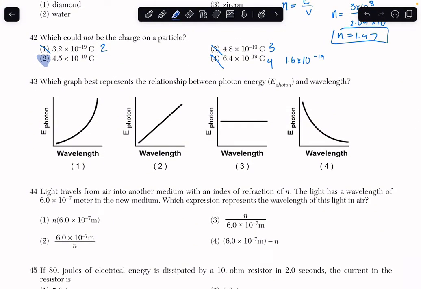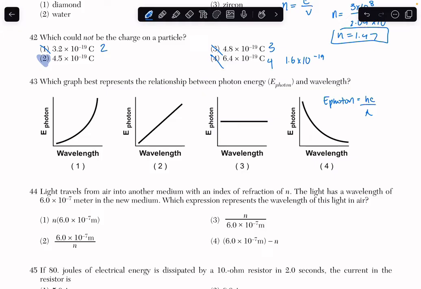43. Which graph best represents the relationship between photon energy, E photon, and wavelength? So let's look at the reference table to find this formula. The formula for this is going to be E photon equals hc over lambda. We needed to find a formula that had both E photon and wavelength. This is our formula. So now we have to see the relationship between them.